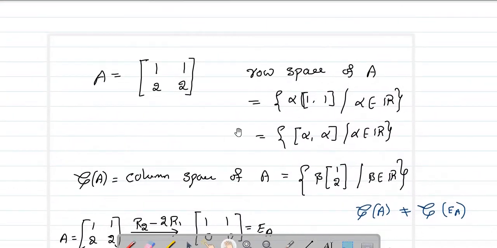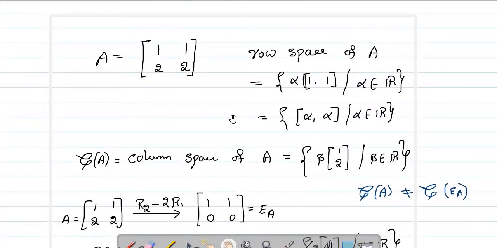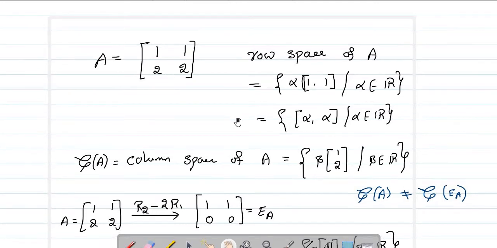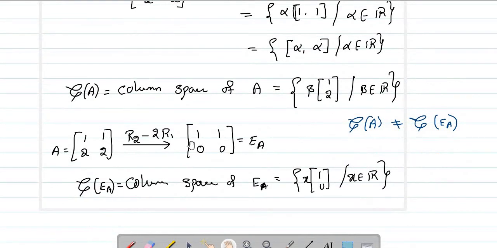So when you make elementary row operations, the column space may change, but the row space remains the same. But now the question is, how to find a basis of a column space? If the column space is changing, can I find the basis of a column space with the help of the reduced echelon form? The answer to this question is yes, you can.